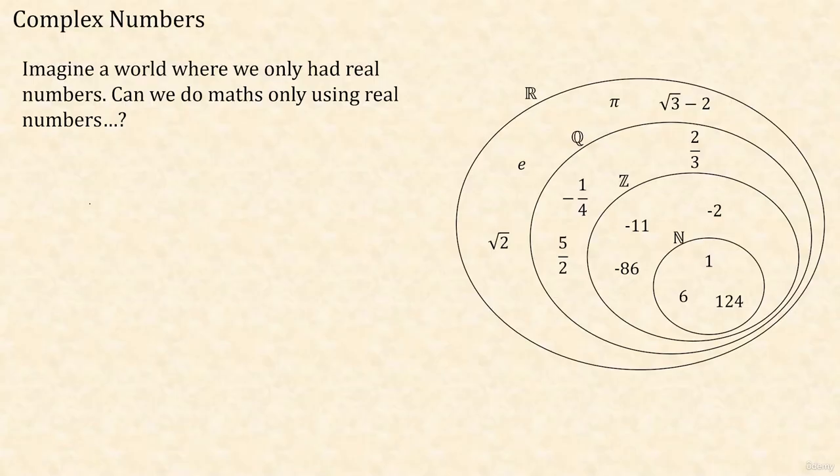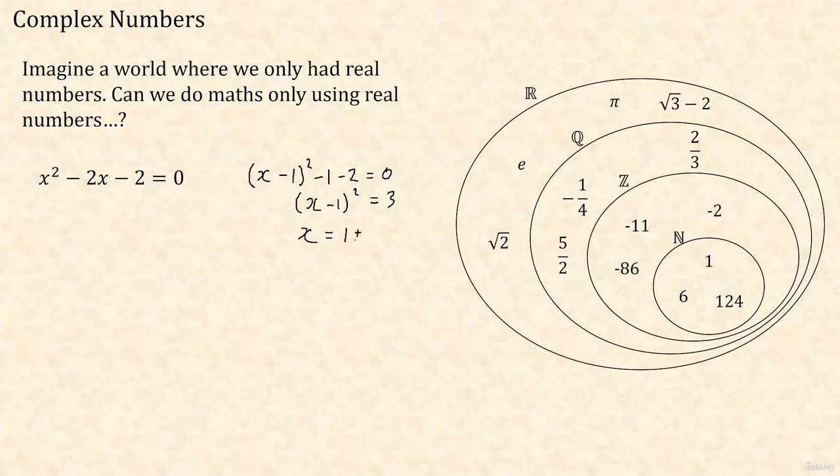We've been trying to do maths only using real numbers. So here's an example of an equation with only real numbers in it so far. Can I solve it? Sure I can. I could complete the square, for example: x minus 1 squared minus 1 minus 2 equals 0. We get x minus 1 squared equals 3. And we end up with solutions of x equals 1 plus or minus root 3. So that's fine. It's an irrational solution, but it's certainly a real number, both of those.